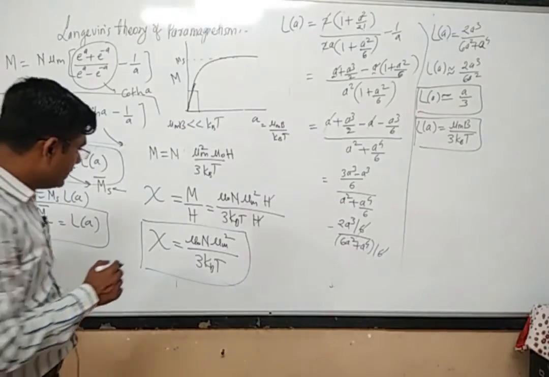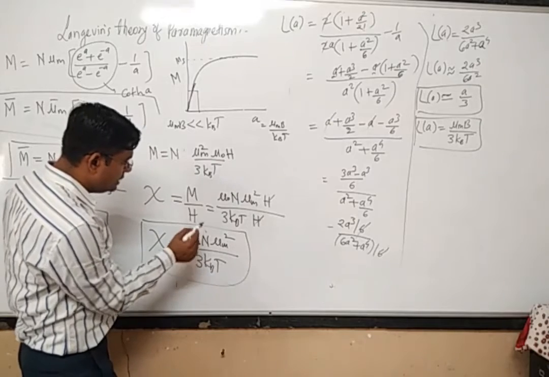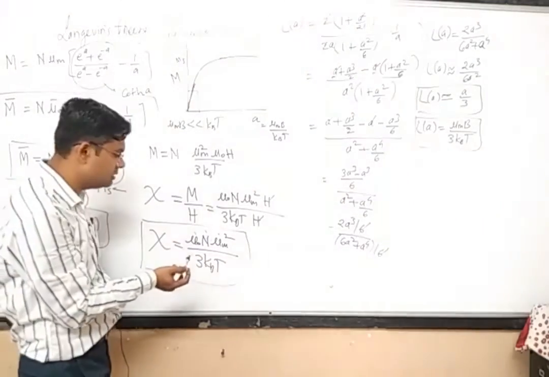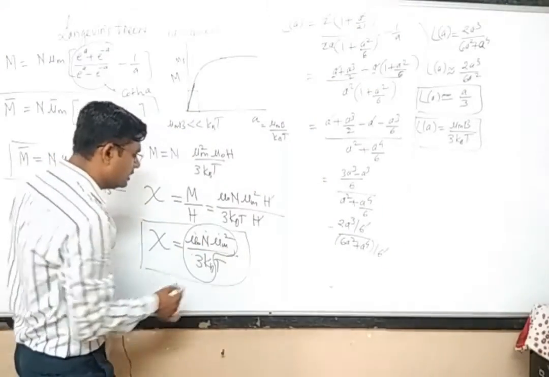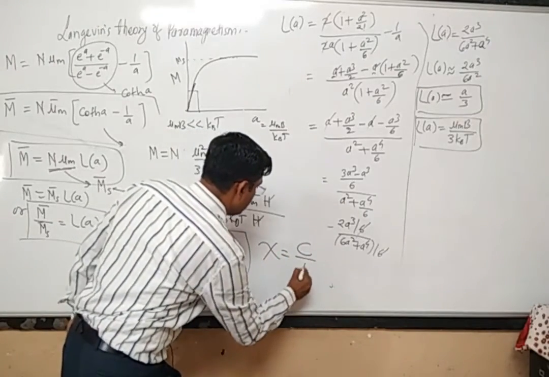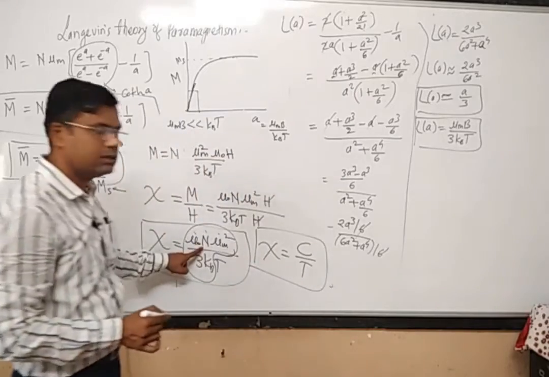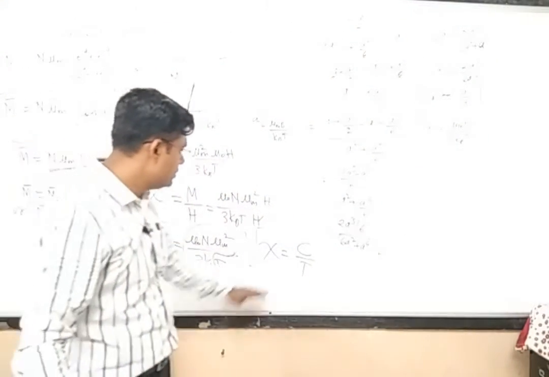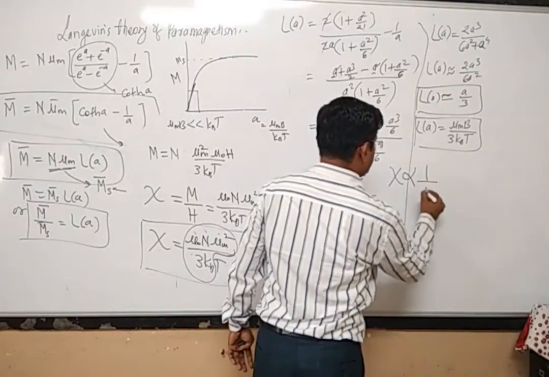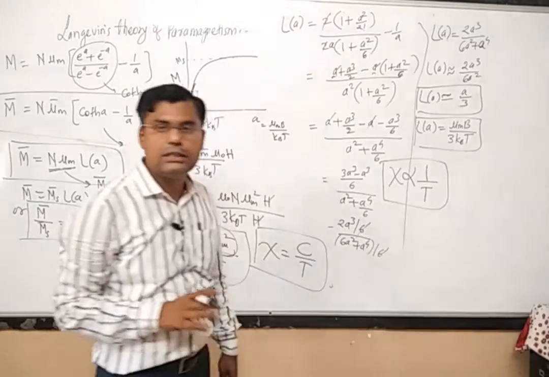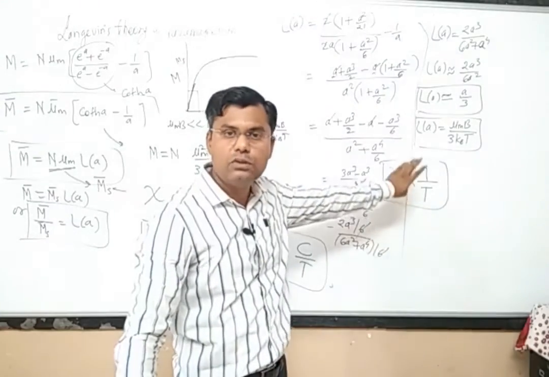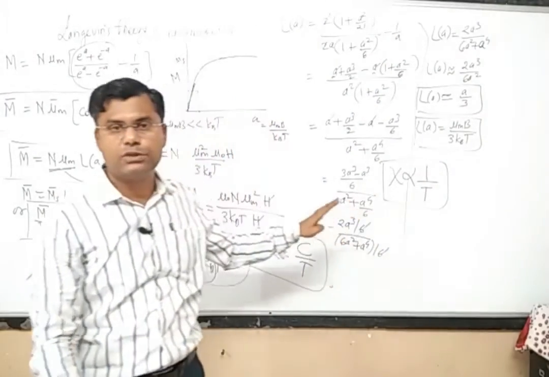Now in this expression also, this mu 0 is constant, N is constant, this mu m is also constant, 3 is constant, and kB is also constant. It is Boltzmann constant. So we can put another constant for this value, and we can write chi is equal to C divided by T, where C is equal to this constant. So C divided by T, it means that this chi is inversely proportional to temperature, or the paramagnetic susceptibility is inversely proportional to temperature.